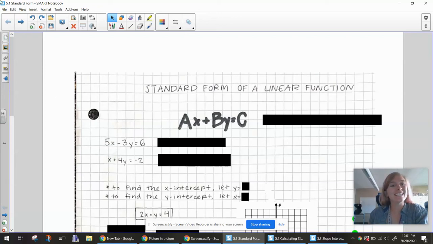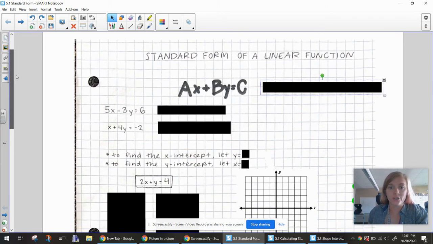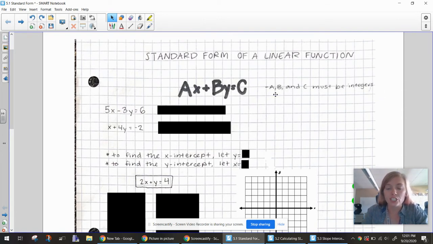Hi everybody, I'm Miss Cooksey, and today we're going to be talking about the standard form of a linear function. The standard form of a linear function is what you see right here on the screen: Ax plus By equals C. In the standard form of a linear function, A, B, and C must all be integers. They must all be whole numbers.